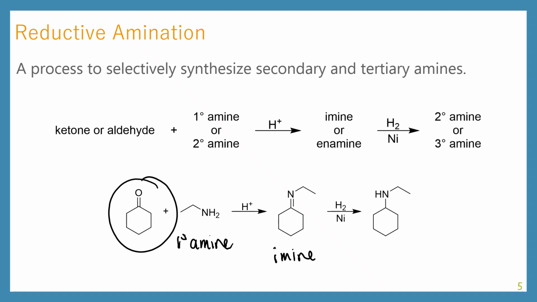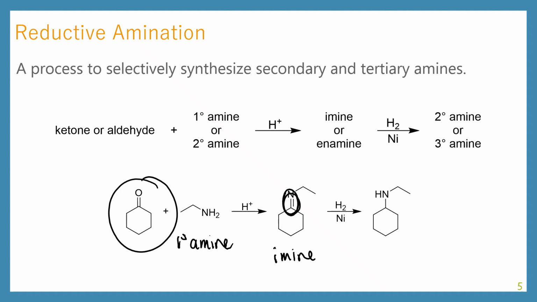This imine is then able to be reduced using hydrogen gas and a transition metal. Now notice this double bond is behaving just like the double bond of a ketone or an aldehyde. It is able to be reduced, which is actually something we're going to talk about at the end of this chapter. We've also seen alkenes being reduced in this way before.